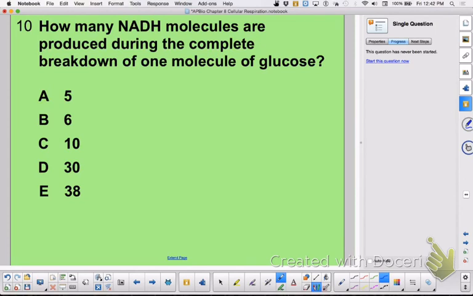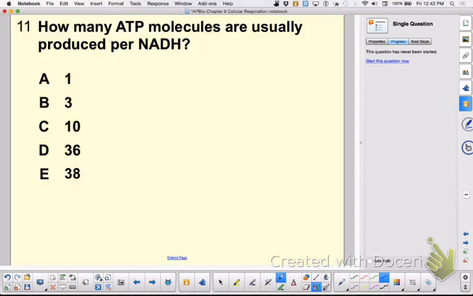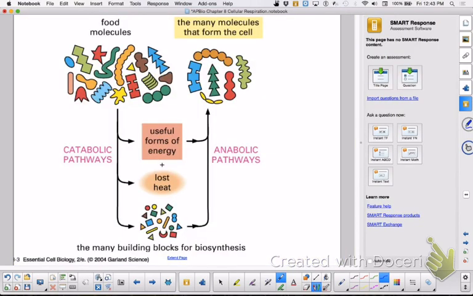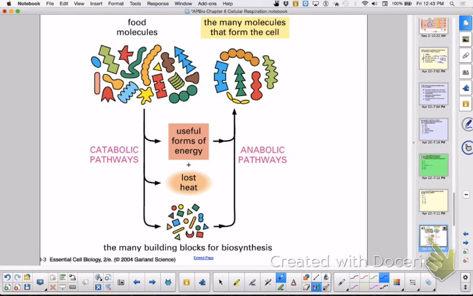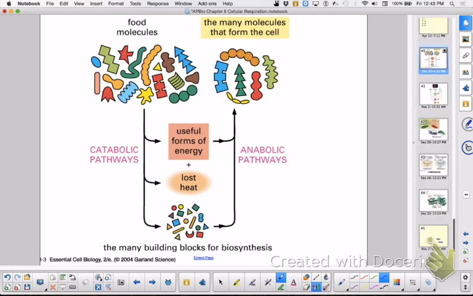We already did this just now, right? 6 from the citric acid cycle, 2 from transition prep, and 2 from glycolysis. 6, 7, 8, 9, 10. 10 NADs, right? 2 from glycolysis, 2 from transition prep, 6 from the 2 turns of the Krebs cycle. How many ATP are usually produced per NAD? 3. Really 2.5, but okay, and then we already did that part. And that would be the end.